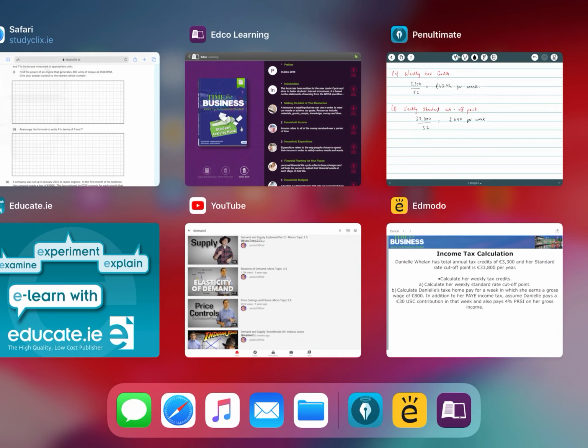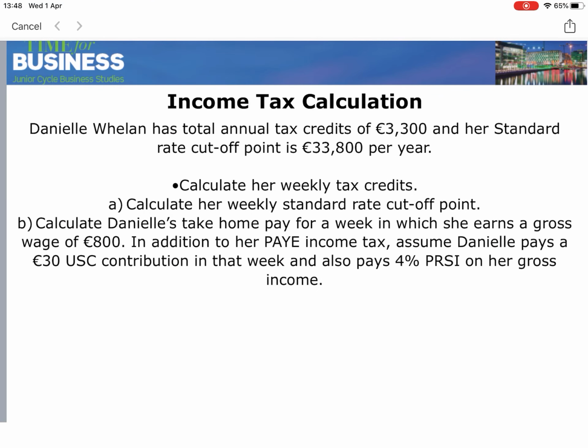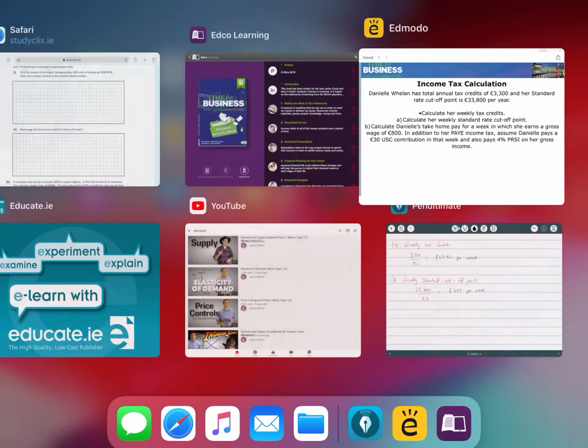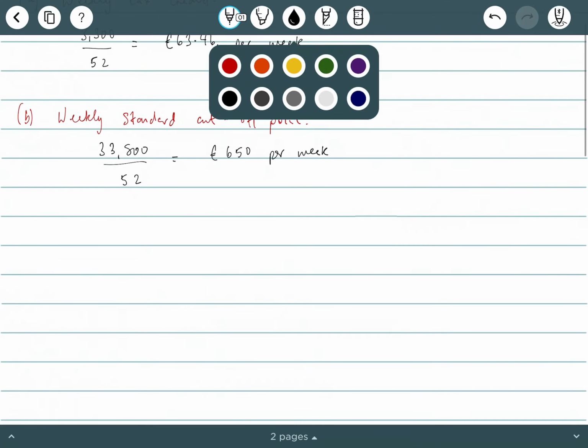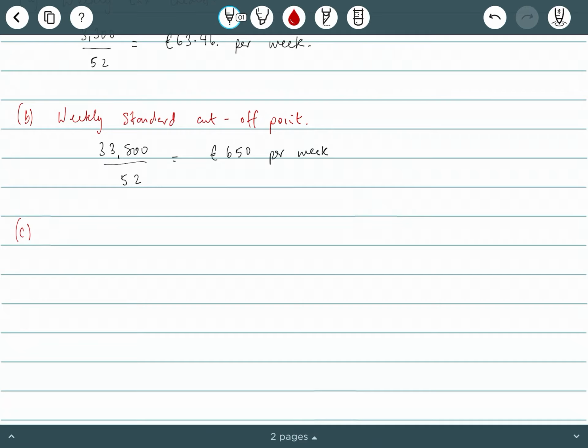All right, go back to the question. Calculate Danielle's take-home pay for a week in which she earns a gross wage of 800. In addition to her PAYE income tax, assume Danielle pays a €30 USC contribution, and also a 4% PRSI contribution. The first thing we do here, gents, is calculate her PAYE using the standard rate cutoff point and the rates of 20% and 40%. So let's go back here, and this will be the C part. We're going to do the PAYE calculation first of all.